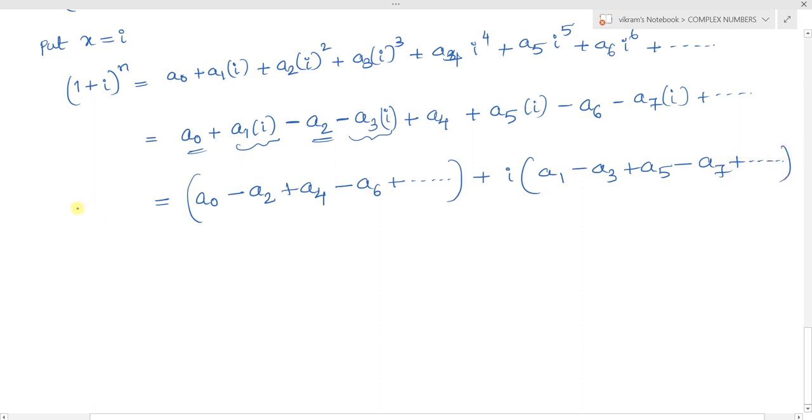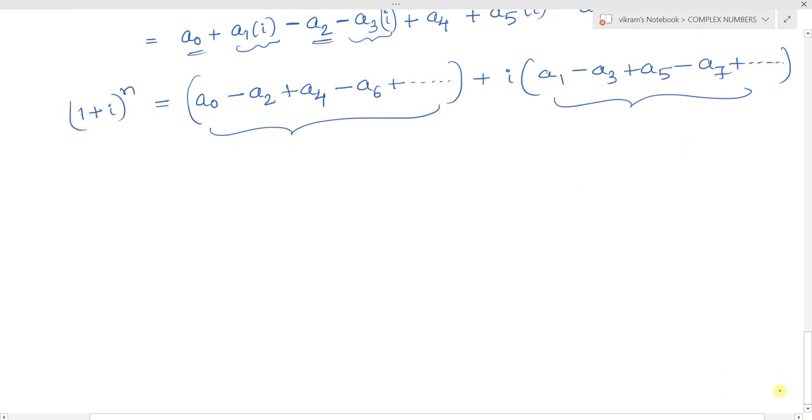So now we obtained the required condition: 1 plus I whole power n equals a0 minus a2 plus a4 minus a6, plus iota times a1 minus a3 plus a5 minus a7. Here the question asks us to find these individual values, the real and imaginary values. To find these values, first we have to represent the LHS in polar form. So I am solving the LHS: 1 plus I whole power n.